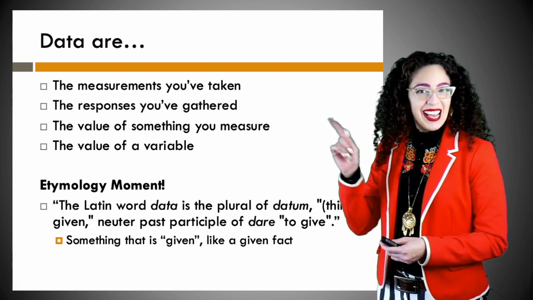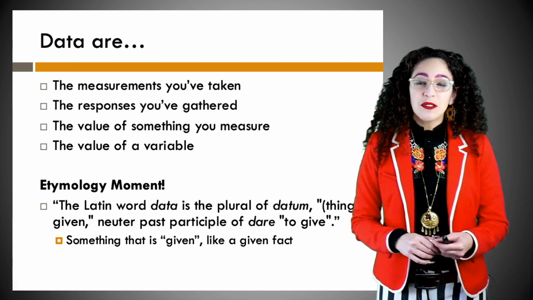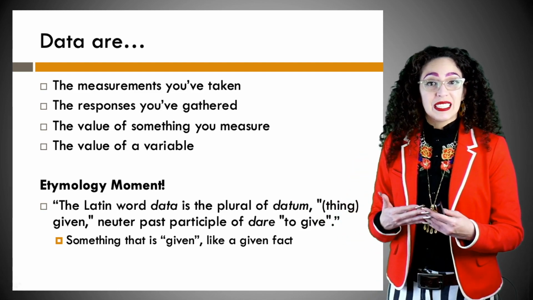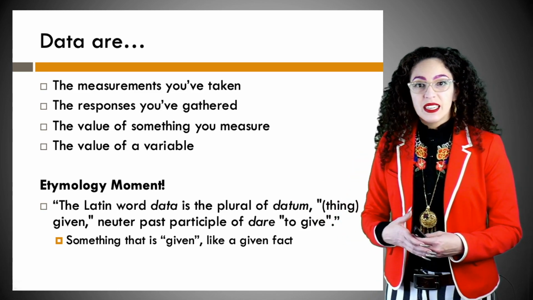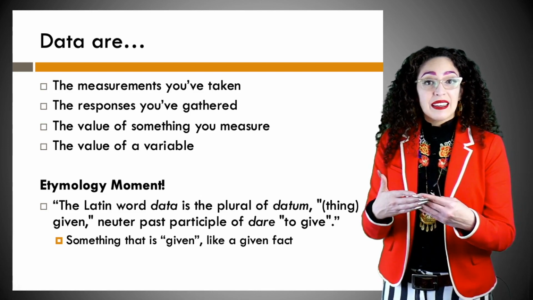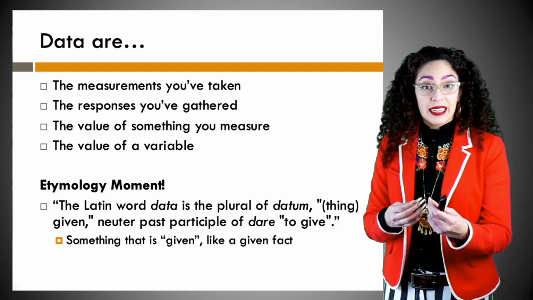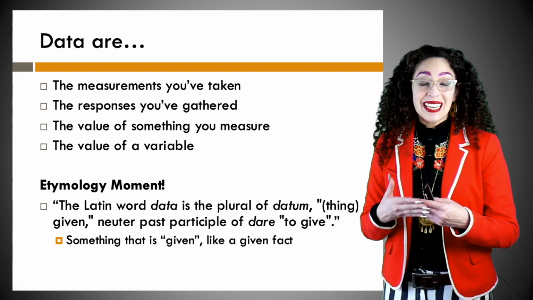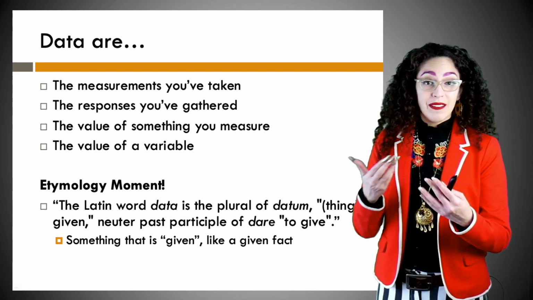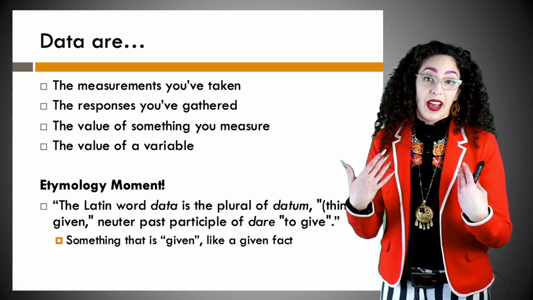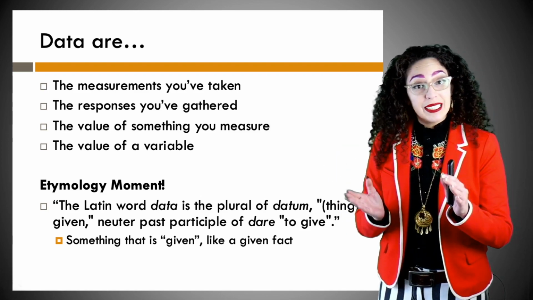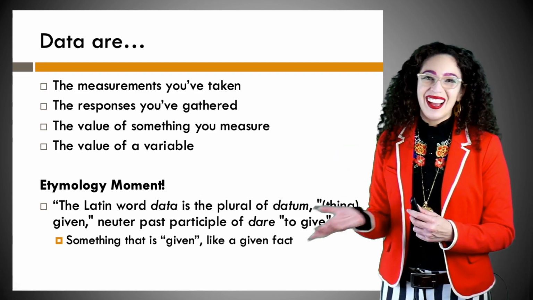And let's have an etymology moment. The Latin word data is the plural form of datum, thing that is given. And it basically means like dar, to give. If you know Spanish, dar something means to give. So it's like a given point, a given data point. So it's a given fact that I'm about 5'6". That is my data point, and it's a given. I love things like that.